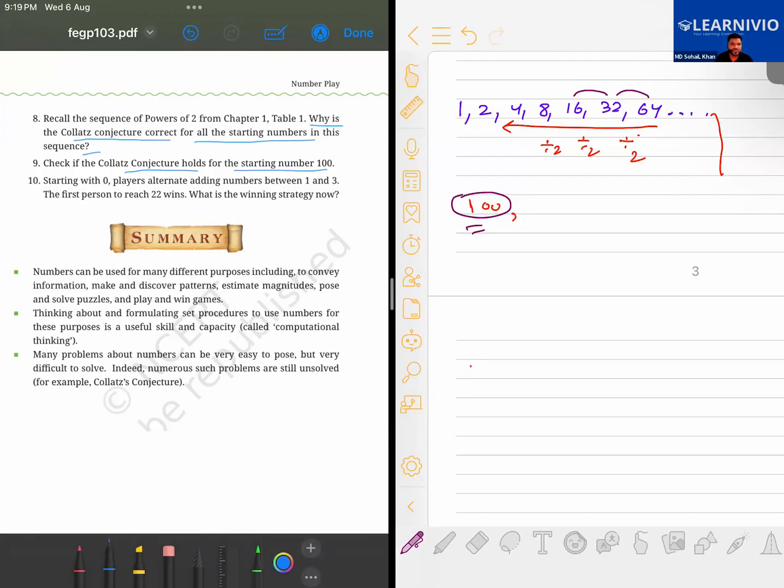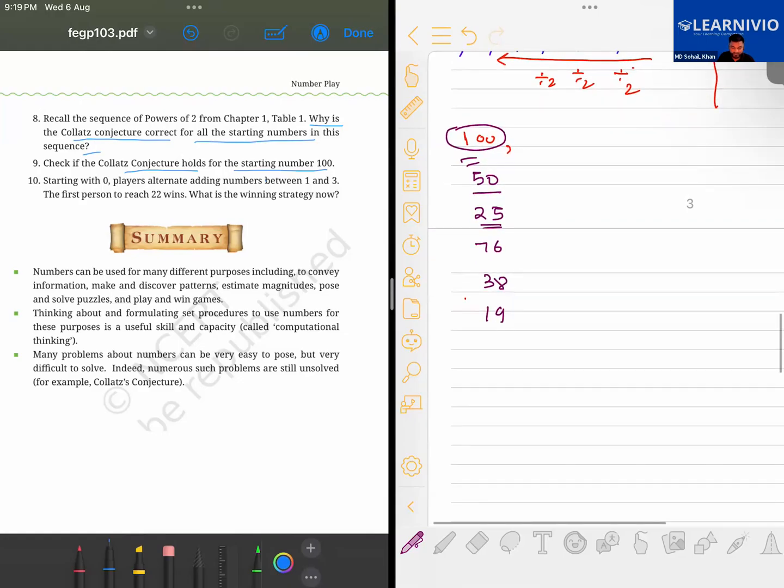But that is not the appropriate manner to solve that question. The question here is saying something else. So first you have taken 100. After 100, 100 divided by 2 gives you 50. 50 is an even number. 50 divided by 2 gives you 25. 25 is an odd number, so 25 times 3 plus 1 is 76. After 76 we have 38. Then 19. After 19, 19 times 3 is 57 plus 1, that is 58.